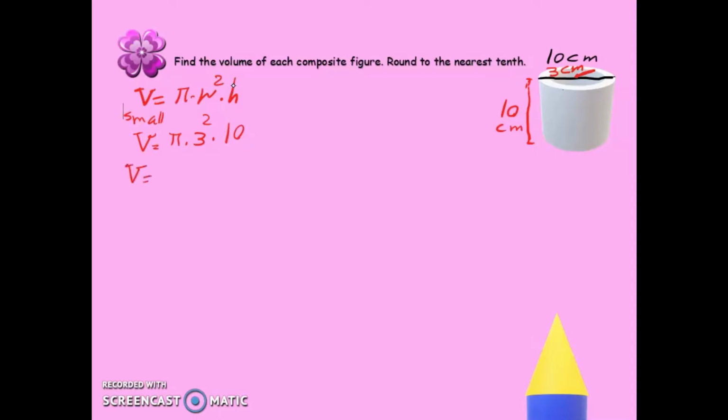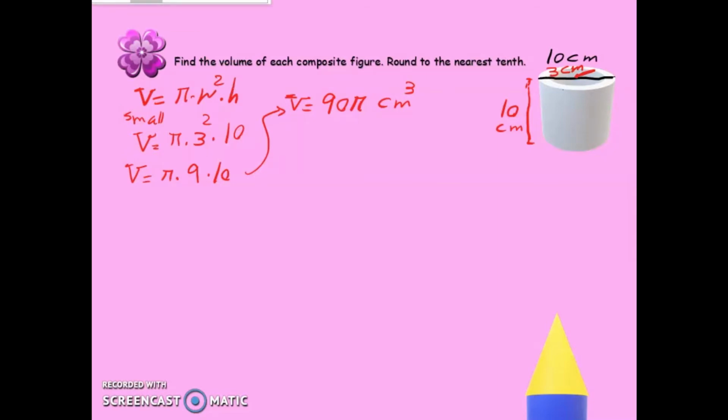Pi times 9 times 10, and you agree with me that the volume in that case would be 9 times 10, which is 90, so 90 pi. And the unit is centimeter cubed.